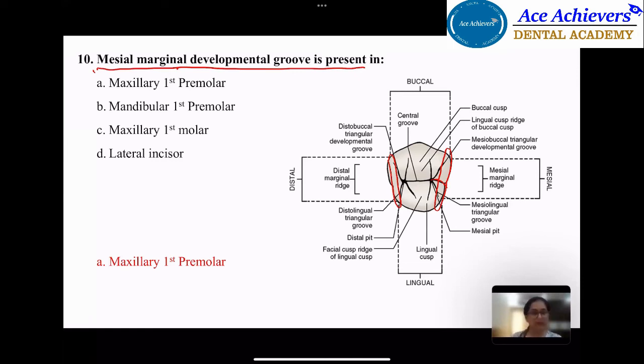So here again, this is a direct question. You have to remember in which tooth the mesial marginal developmental groove is present. The correct answer here will be the maxillary first premolar. I hope we are clear with this question as well.